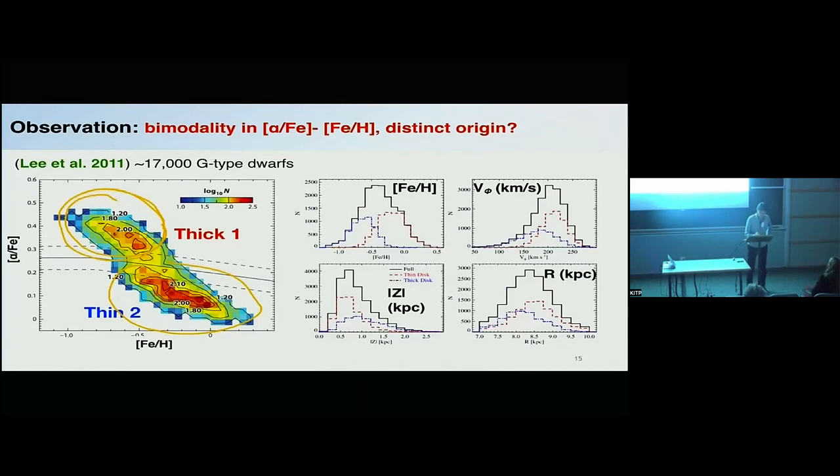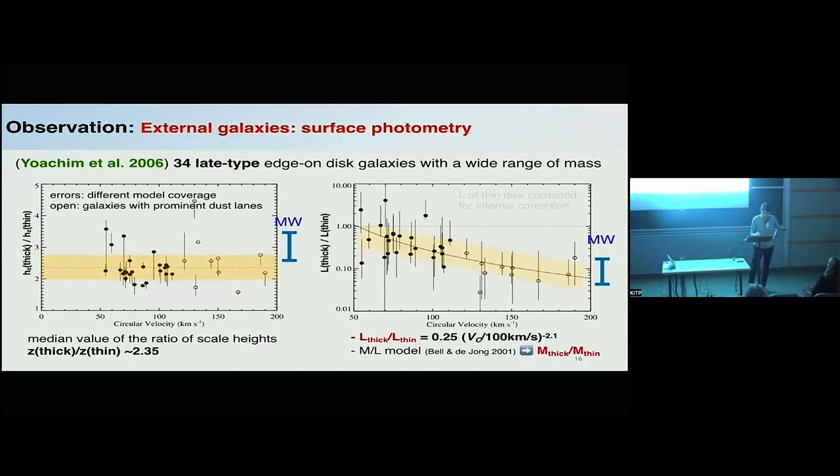And also the apparent bimodality could be interpreted as a sign of distinct origins between the thin disk stars and thick disk stars. And then observationally again, for external edge-on disk galaxies, people used vertical surface profile fits and found that the scale height difference between thick and thin is roughly a factor of 2 to 3, just like the Milky Way. And then the luminosity fraction of the thick disk is between about 10% all the way up to about 100%. So there is a wide variety of thick disk fractions.